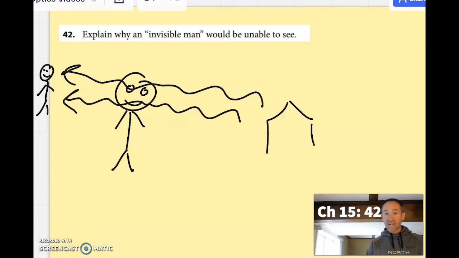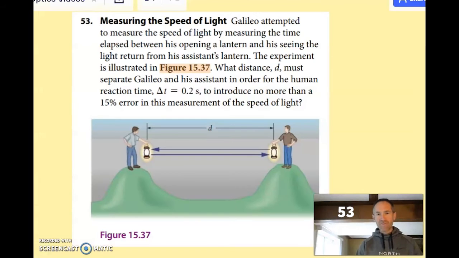If any of that light is sucked up by his eyeballs, absorbed by his eyeballs, and turned into a signal for his brain, then this person would notice it and they wouldn't be invisible anymore. So the invisible man is going to be invisible because light's going to pass right through him, and that means his eyes aren't going to be able to absorb any light, and so he's not going to be able to see.